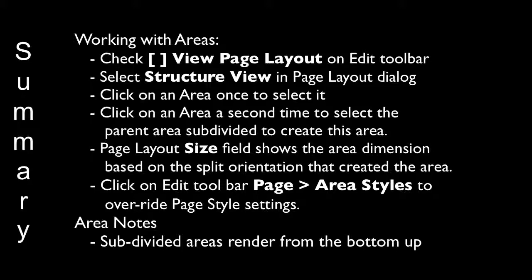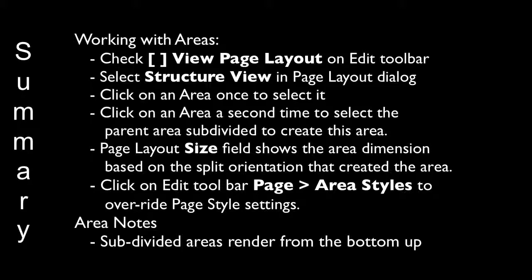The page style settings, such as headings, link, image, and list styling, set in lessons 3 and 4, can be overridden for an area using the Area Styles dialog available from the Page menu on the Edit toolbar.